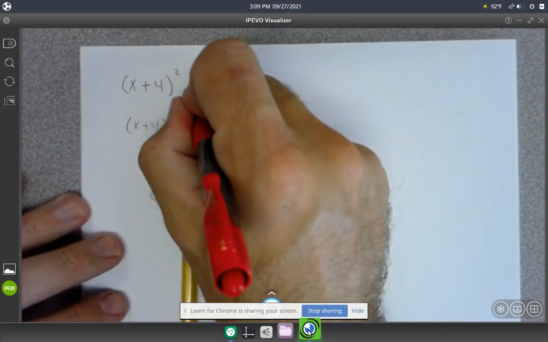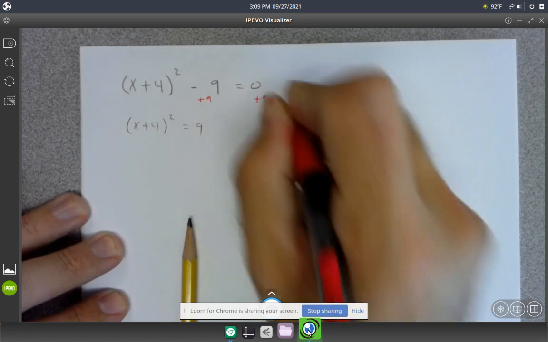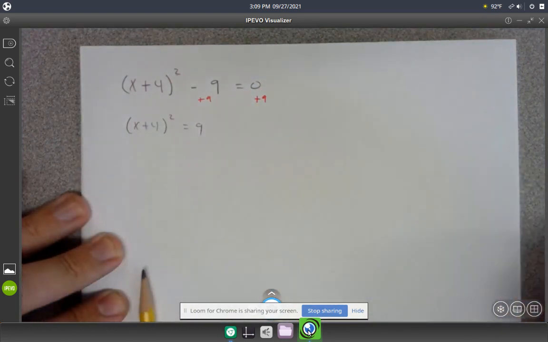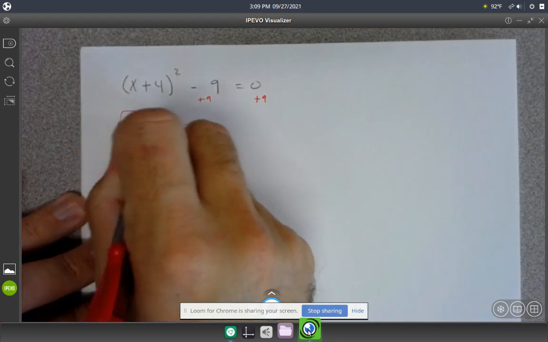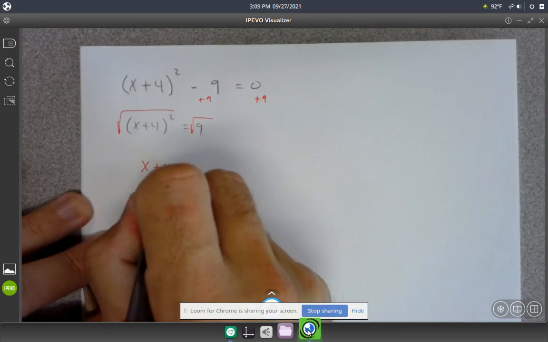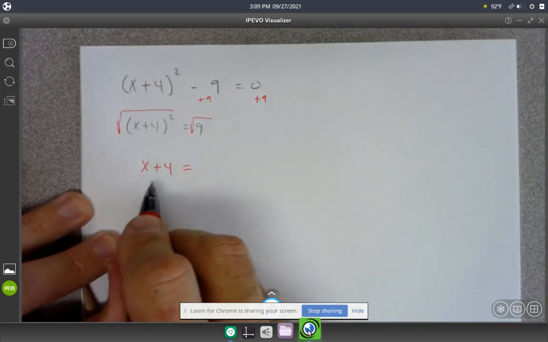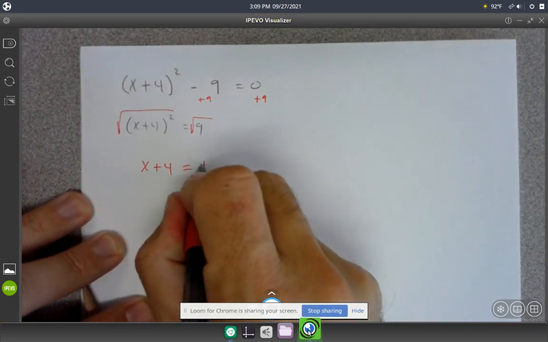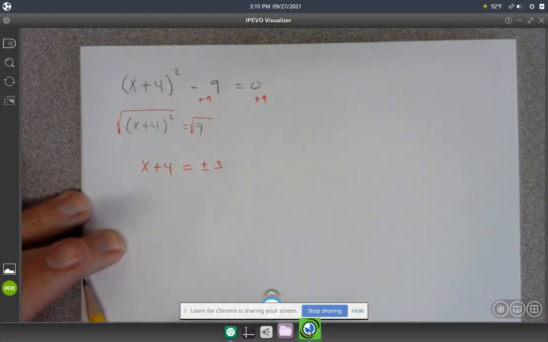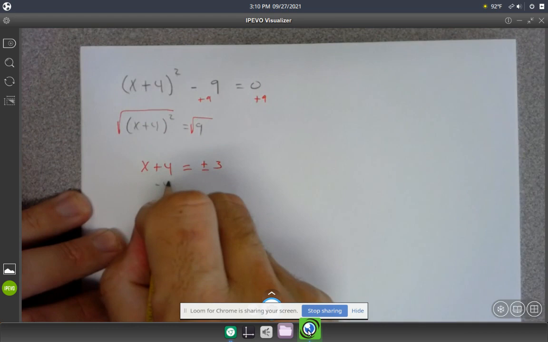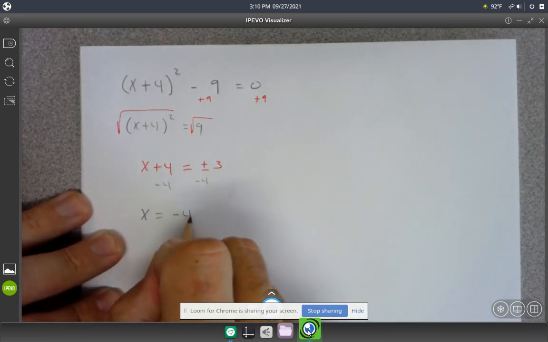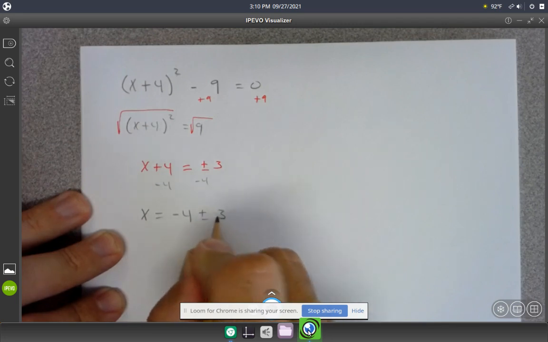I guess I'll show my work. Add 9, add 9. And then we would take the square root of both sides. Square root, square root. We've done this before. x plus 4 is equal to plus or minus 3. And then you would subtract 4 from both sides. So x will equal negative 4 plus or minus 3.